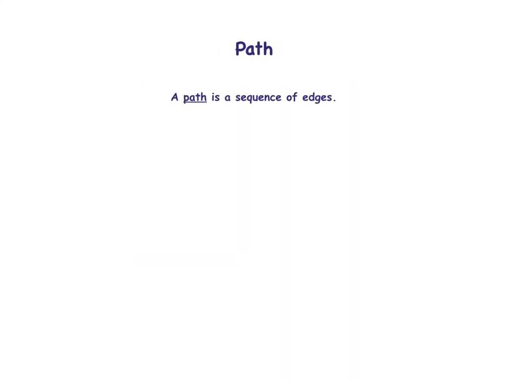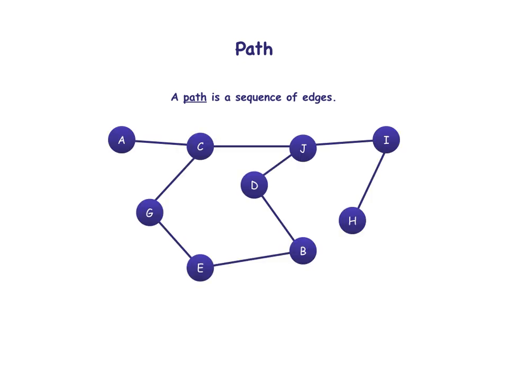Path. A path is a sequence of edges. For example, suppose this is my graph and I'm asked, what is the path from A to D? What I will then do is list the vertices in order that must be visited to travel from A to D, starting with vertex A, then C, then J, then D. Thus, the path from A to D would be A, C, J, D.